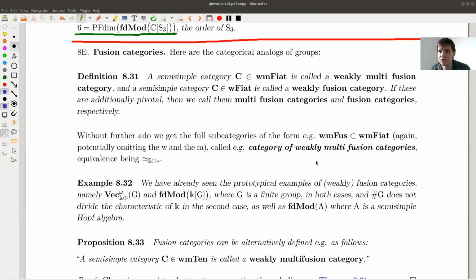Basically, I want to show you some classification results regarding fusion categories. Of course, I'm going to explain what fusion categories are, but basically there are semi-simple versions of these tensor and Fiat categories we've seen in the previous lectures, the targets for quantum invariants.